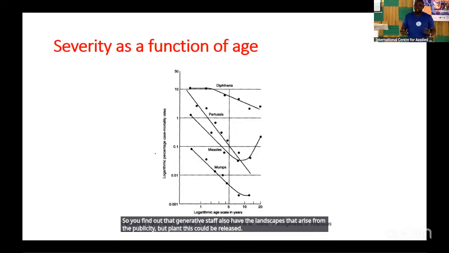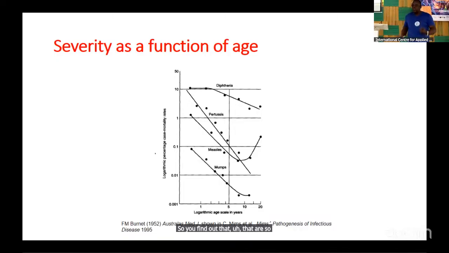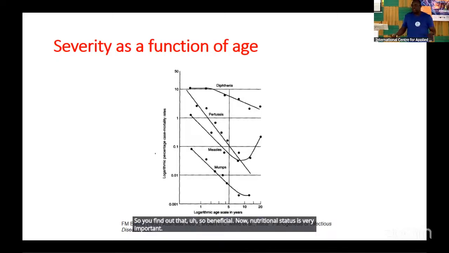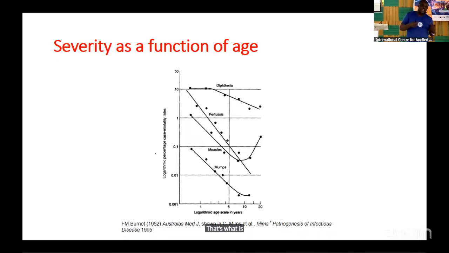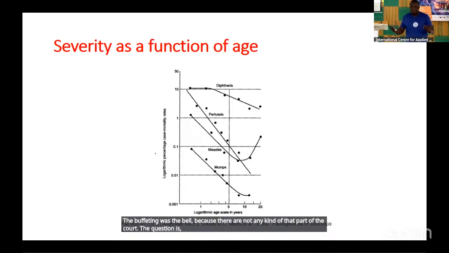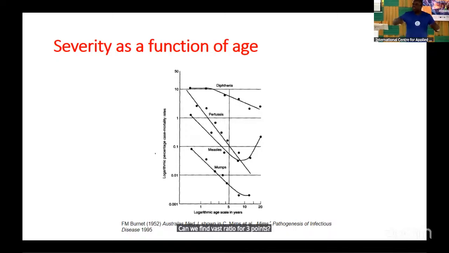You find out that malnutrition also matters. Nutritional status is very important. If your nutritional status is very bad, your immunity will be downplayed. And that is why most times when there is a disease, whether the disease is novel or not, like COVID-19, which was a novel virus, the pathogen was novel because there was no kind of that pathogen before. The question is, can we find vaccination or treatment? Because some people are saying, why not let's depend on immunity?